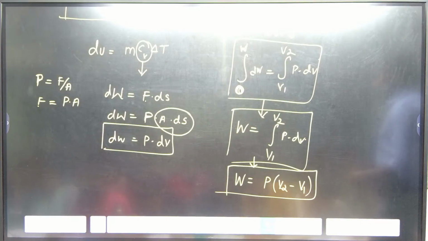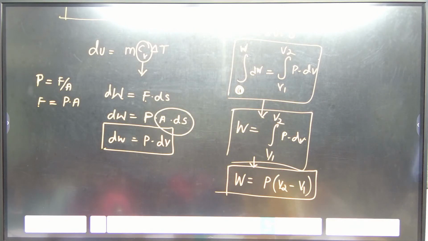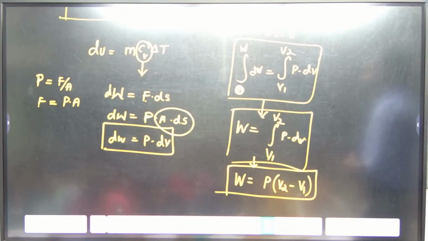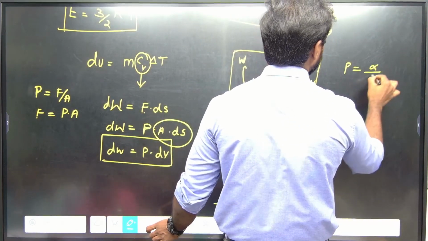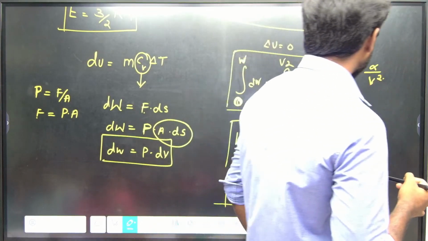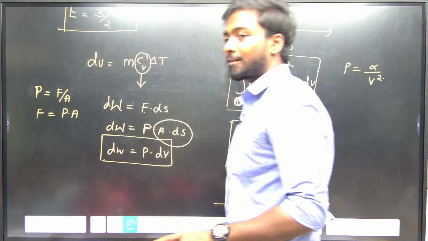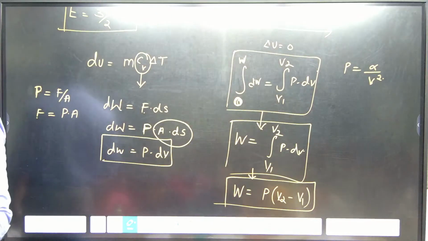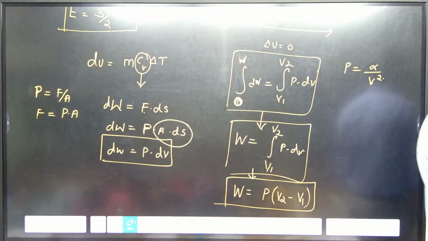For 1 mole of ideal gas, pressure varies as P is equal to alpha by V square, where alpha is constant. Then find the work done from V to 2V.